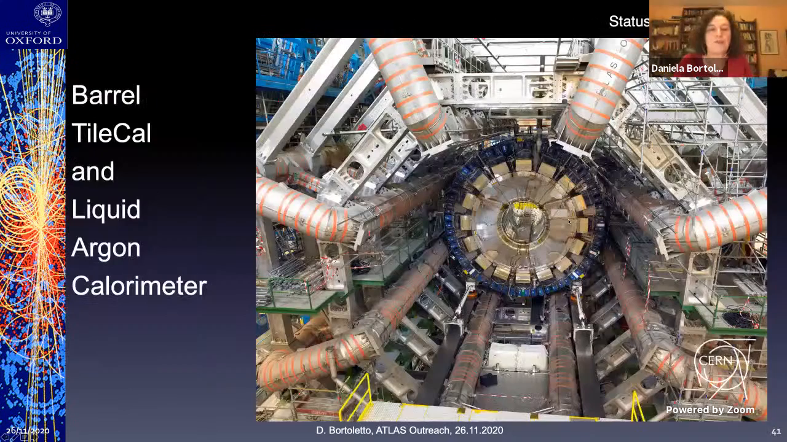And here is a picture where you already have some part of the detector, because that's where you start, but you can see the barrel tile calorimeter and the liquid argon calorimeter in place. And that was the status in 2005 for ATLAS.